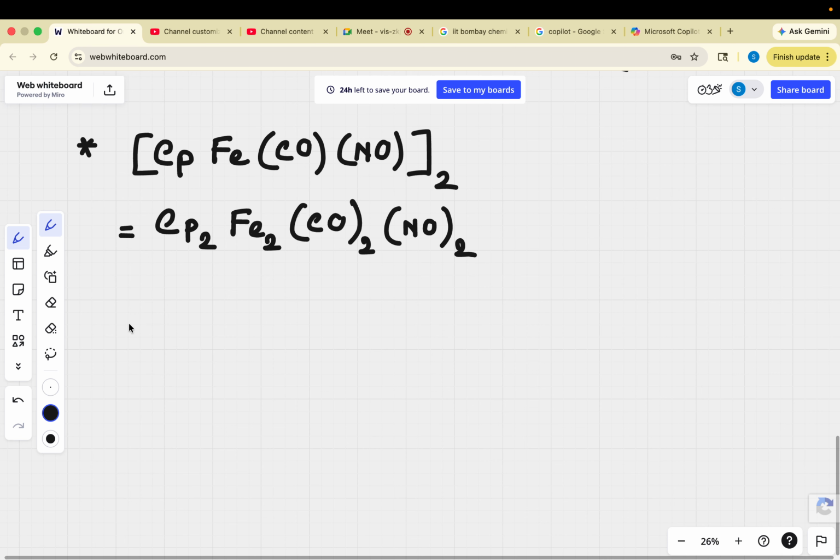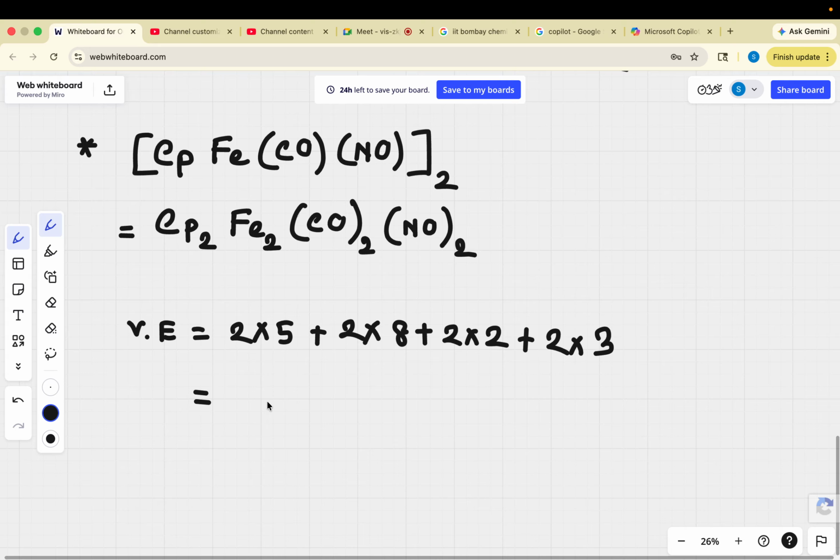0, sir. So valence electron, if you see, cyclopentadienyl will donate 5 electrons. Iron will donate how many electrons? 8. Carbonyl, 2. And nitrosyl, 3. So how much are you getting? 10 plus 16 plus 4 plus 6. So 10 from here, 10 from here, 20 plus 16, 36. Right. Yes, sir.